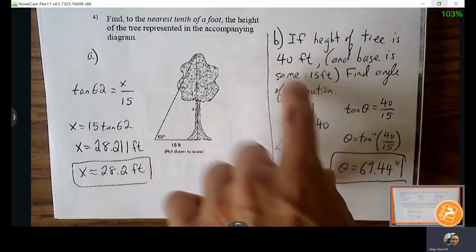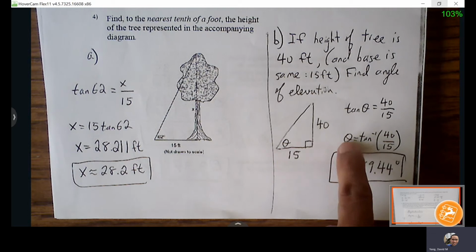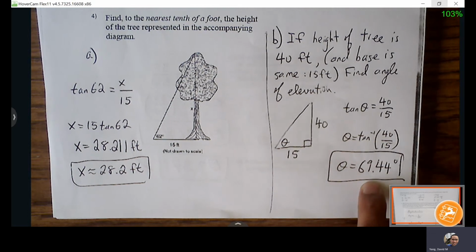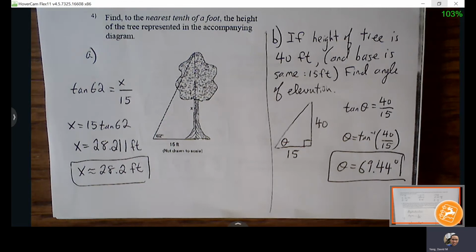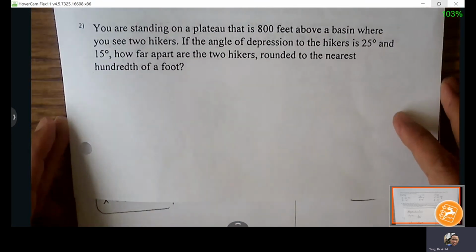So number 4, B: tangent of theta equals 40 over 15. I need to solve for theta, so I need to do inverse tangent. And make sure you're in degree mode: 69.44 degrees. So hopefully you can find some empty space on your sheet. And let's read this problem here.